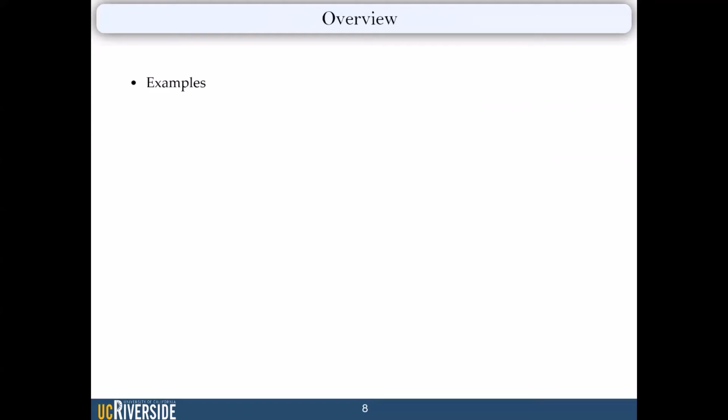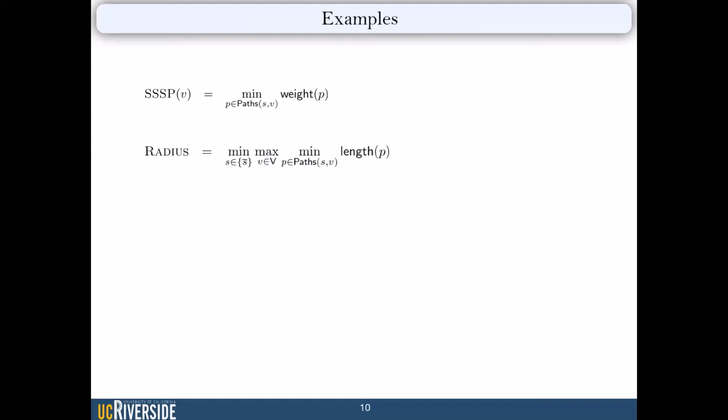Let's go over examples written using Graphs' declarative language. Take a look at the specification of single source shortest path rooted at S. The value of vertex V is defined as the minimum weight of all the paths that start from S and end in V. Another example is the radius. The radius of a graph is defined as the minimum eccentricity over all the vertices, where eccentricity is the maximum distance of a vertex to others.